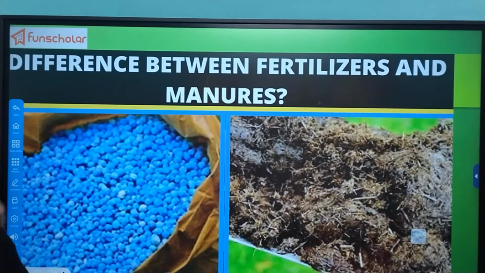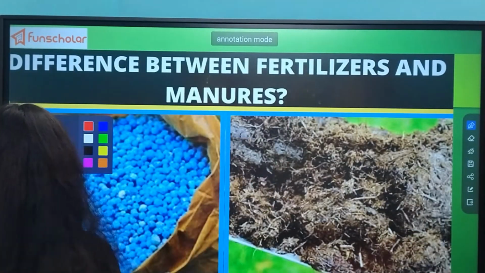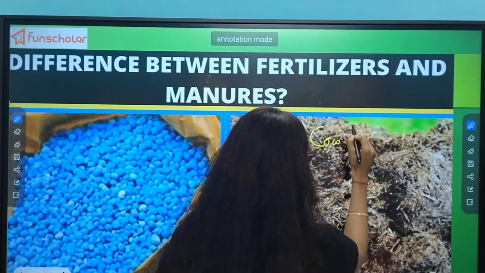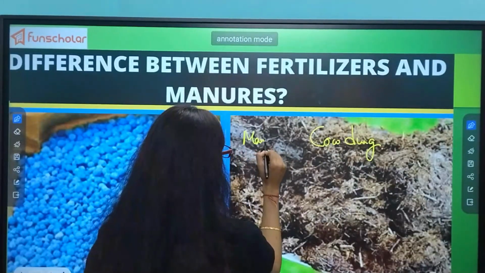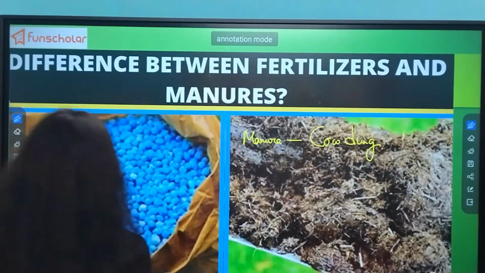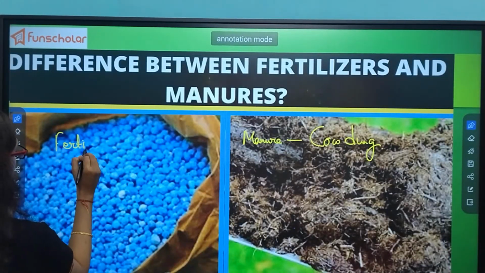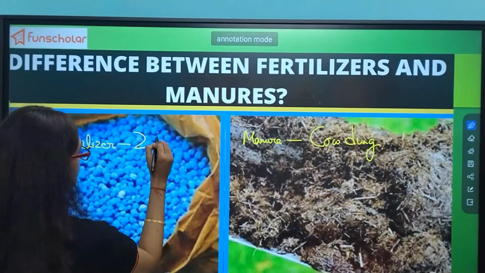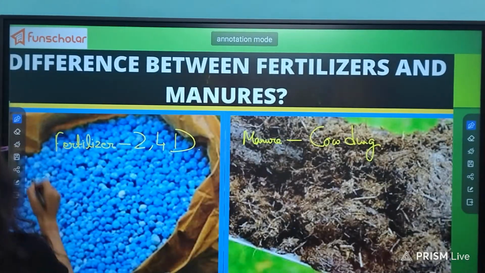See the difference between fertilizer and manure. This is cow dung, which comes under manure. This is fertilizer. An example of fertilizer is 2,4-D. बस इतना you remember.